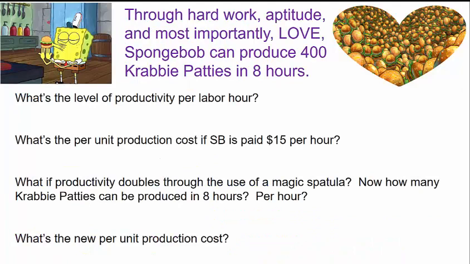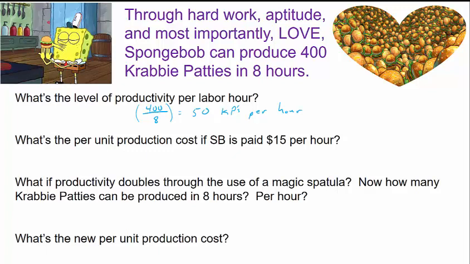So we're going to do an activity here. We're going to look at SpongeBob and his ability to produce Krabby Patties. Alright? It says here that SpongeBob can produce 400 Krabby Patties in 8 hours. So the level of productivity is 400 Krabby Patties divided by the 8 hours of work. 8 times 5 is 40. That must be 50 Krabby Patties per hour. That's his level of productivity. Okay? So that's pretty straightforward, right?